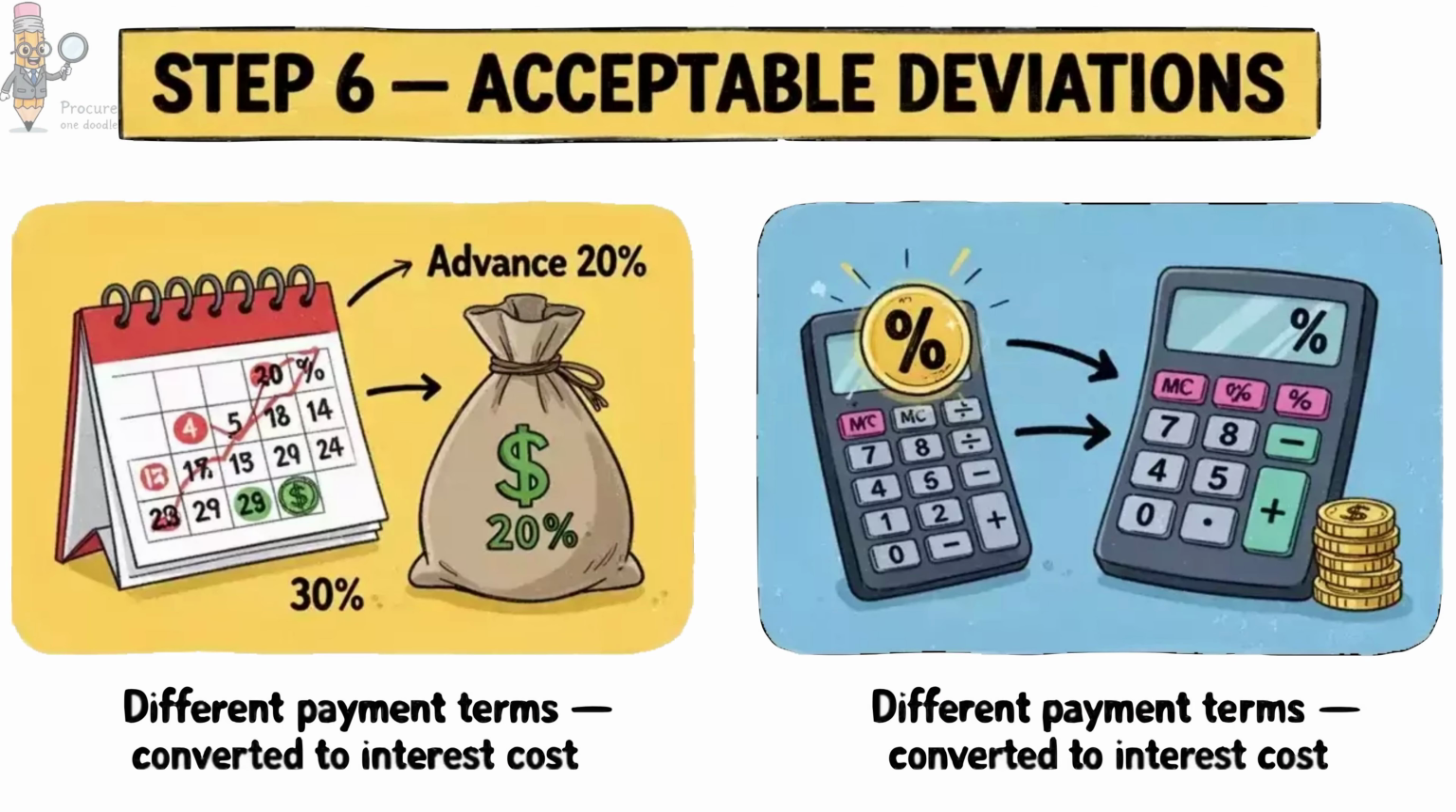Step 6 handles other acceptable commercial deviations like different advance percentages or payment schedules. The committee converts these into a monetary value using prevailing commercial interest rates. However, if a bidder offers higher capacity than specified, no extra advantage is given, unless the procurement document explicitly allows it.